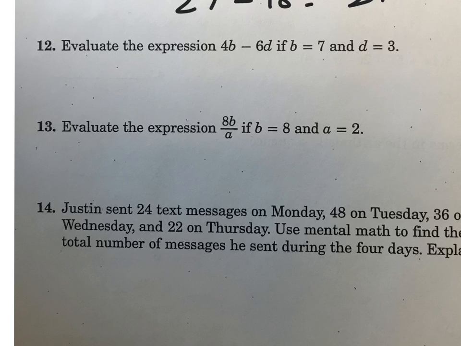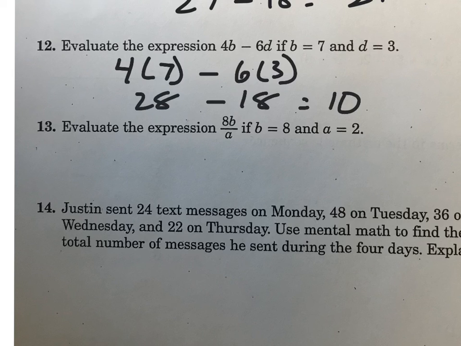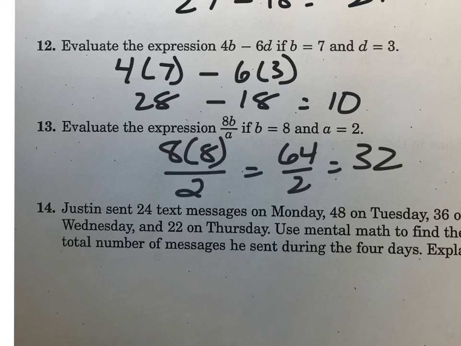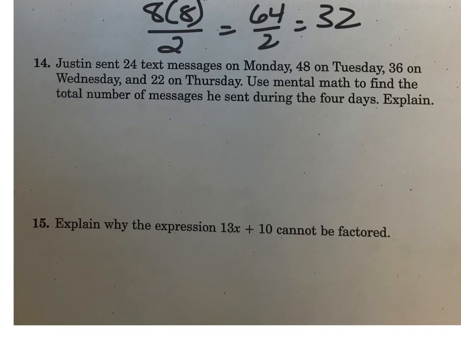This next one is just strict substitution, just putting in the b equals 7 and the d equals 3. For 13, same idea, just substitute those numbers in. The next one's pretty much just putting it together. It's 130.